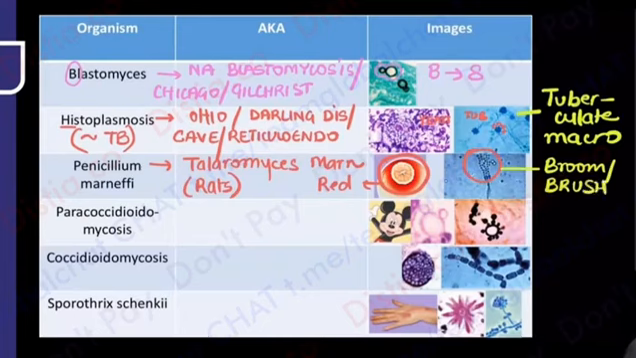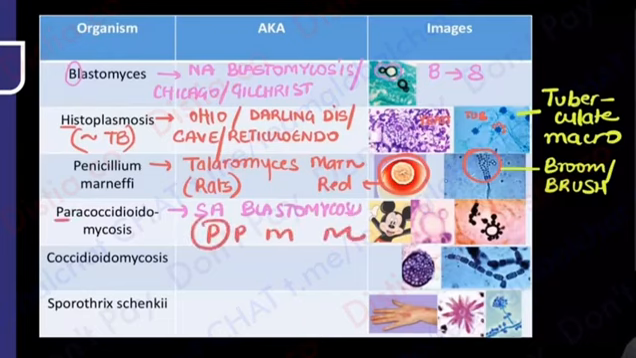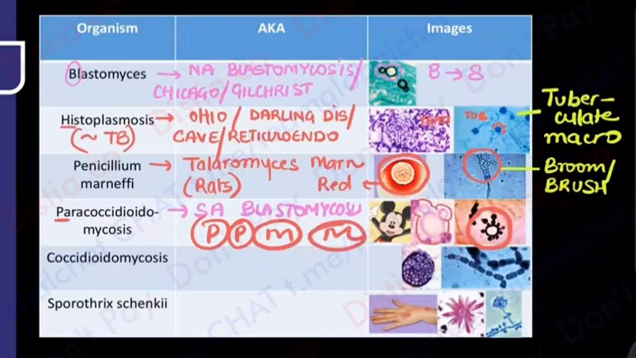Coming to the next, paracoccidioidomycosis, which is also known as South American blastomycosis, and it shows you PPMM. What was PPMM? Paracoccidioidomycosis shows you the pilot wheel appearance. What was the other name for pilot wheel? It was known as the mariner wheel appearance, and then you had a Mickey Mouse also. So pilot wheel, mariner wheel, Mickey Mouse, same thing.